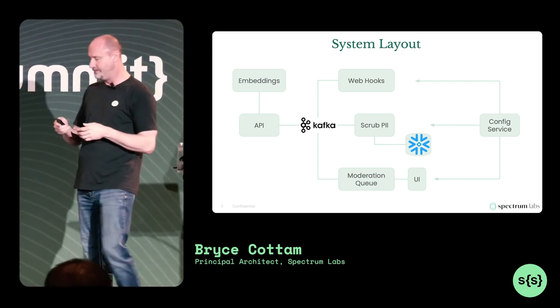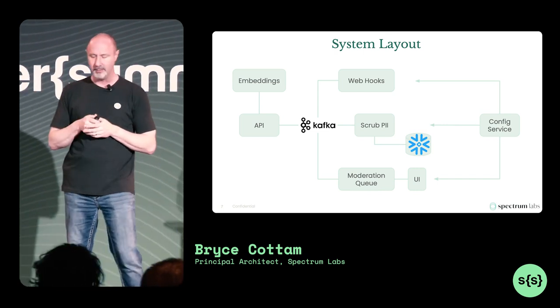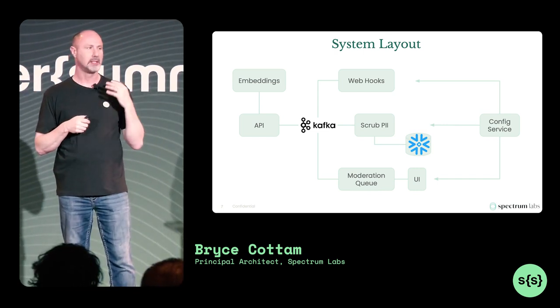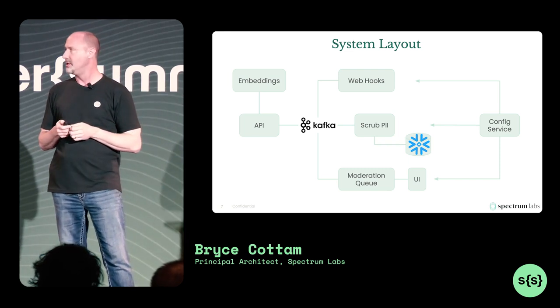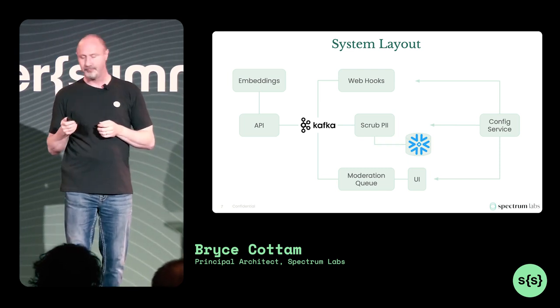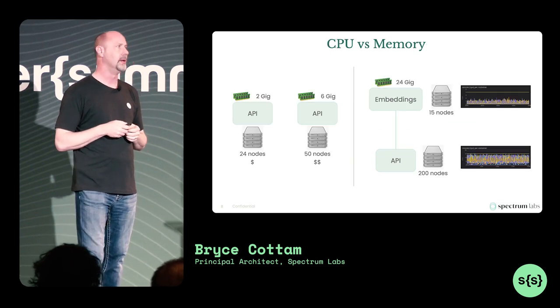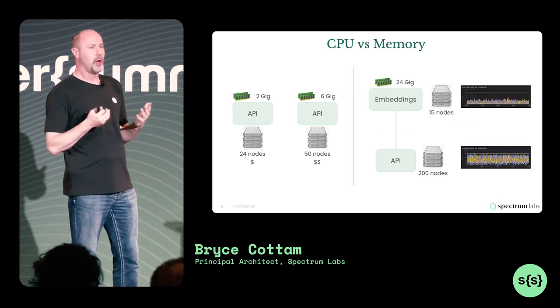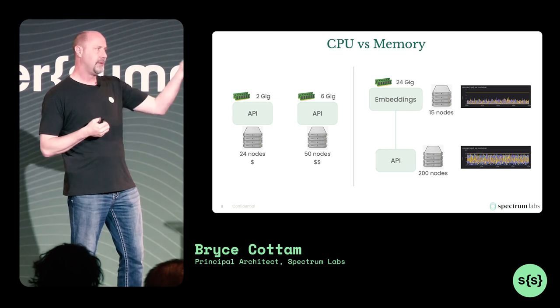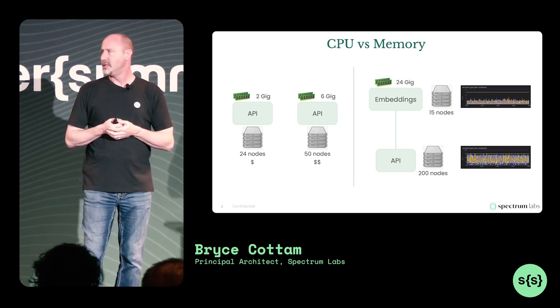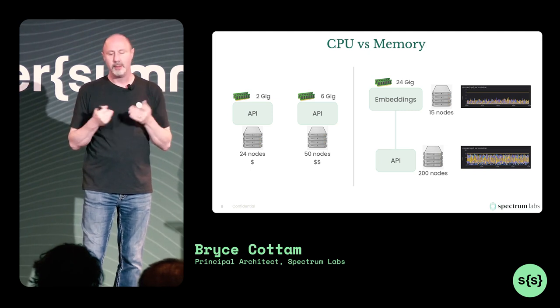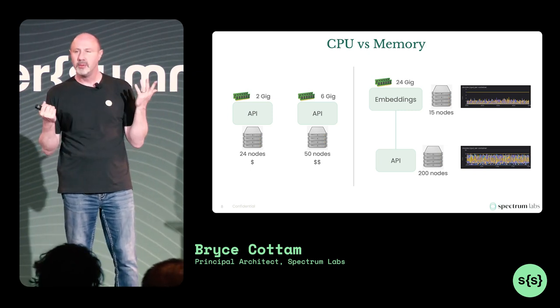Okay, so on the far right of the diagram is a config service. A few of these we will peel back layers of the onion to examine. All right, so the first part is the API. Early on, when we started, we had a handful of nodes that were our API service, and our embeddings were pretty compressed. They were like 2 gig, it was okay.